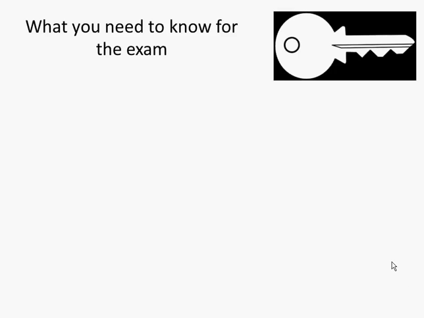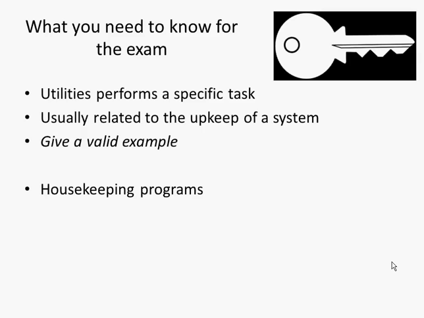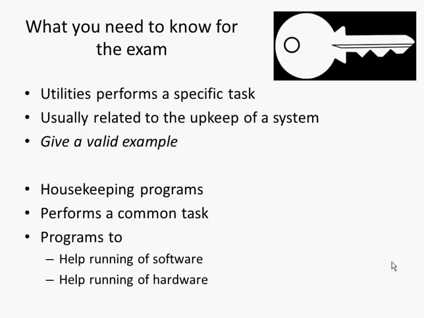General things that you need to know about utilities programs for your exam are: utilities perform a specific task. They're usually related to the upkeep or housekeeping of a system. You'd need to give a valid example, and we'll run through lots of good valid examples. We can say they're housekeeping programs, they perform common tasks, and they are programs to help the running of software, help the running of hardware, and help to protect the system.